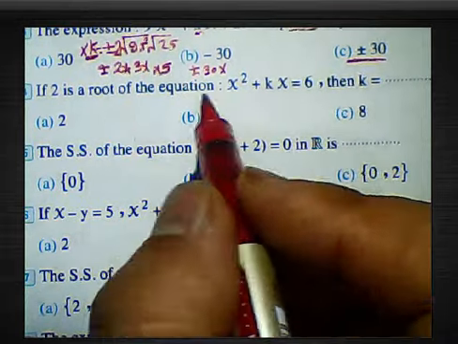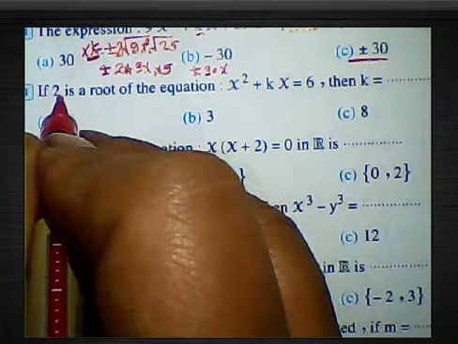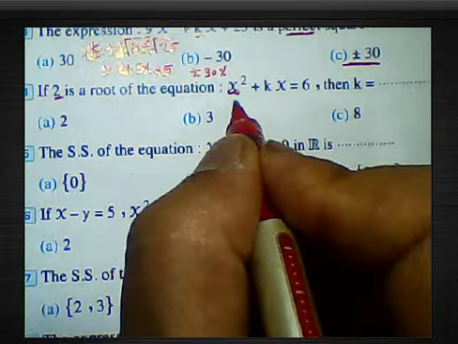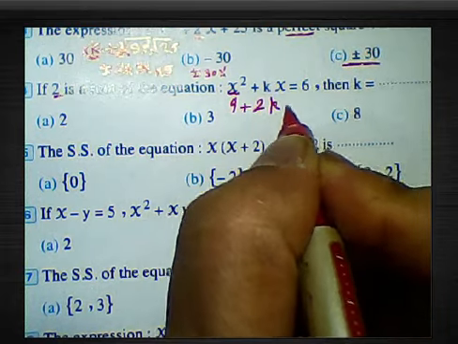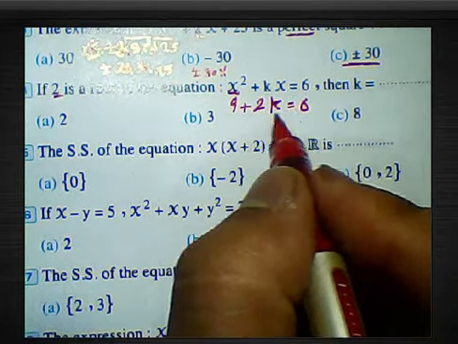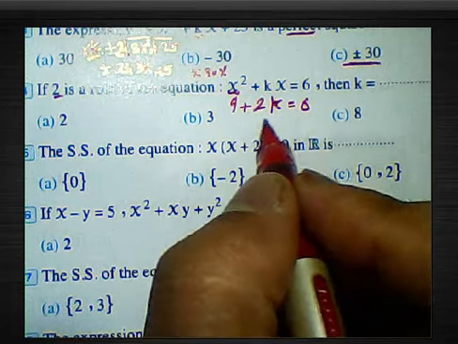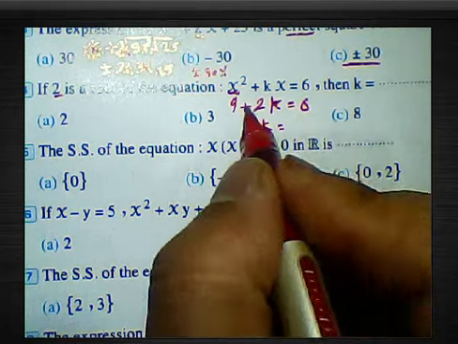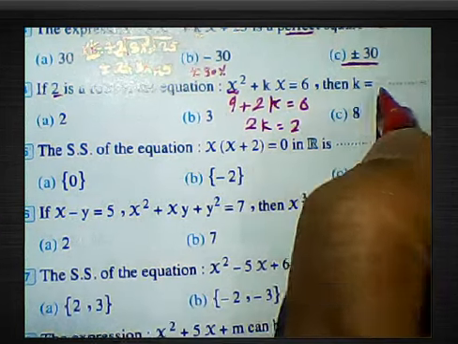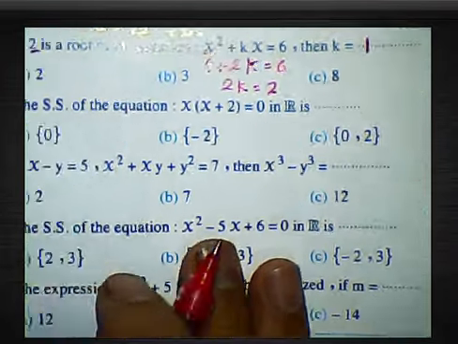Question number 4. If 2 is a root of the equation x power 2 plus kx equals 6, then k equals what? We must put 2 for x, since x equals 2 satisfies it. 2 power 2 equals 4, 4 plus 2k equals 6. We must subtract, moving 4 from the left hand side to the right hand side. 2k equals 6 minus 4 equals 2, so k must be equal 1. We must choose letter D about this example.